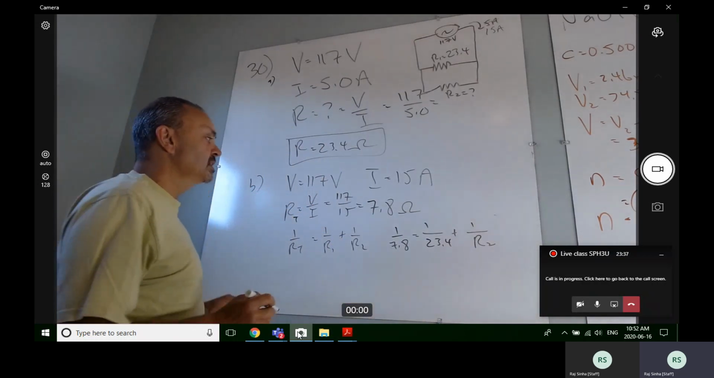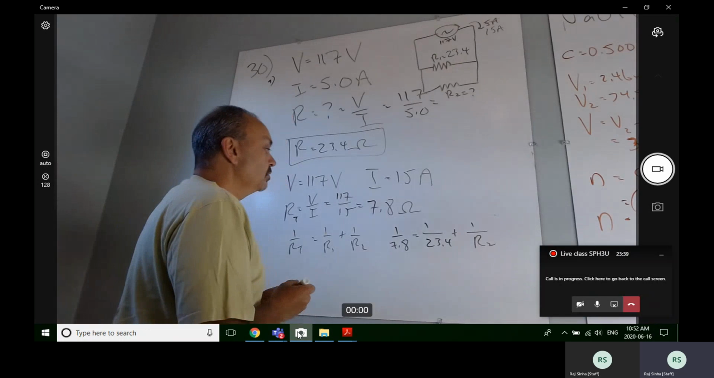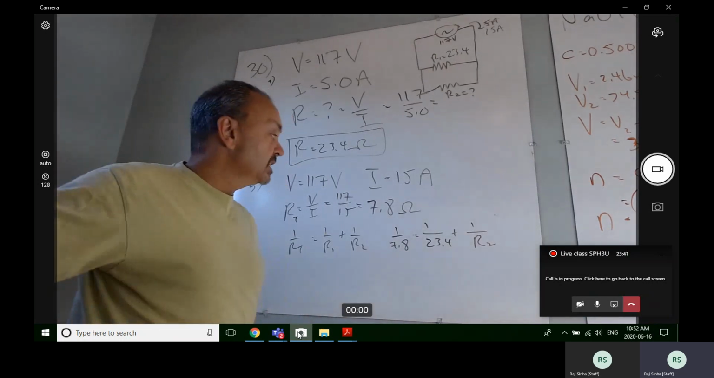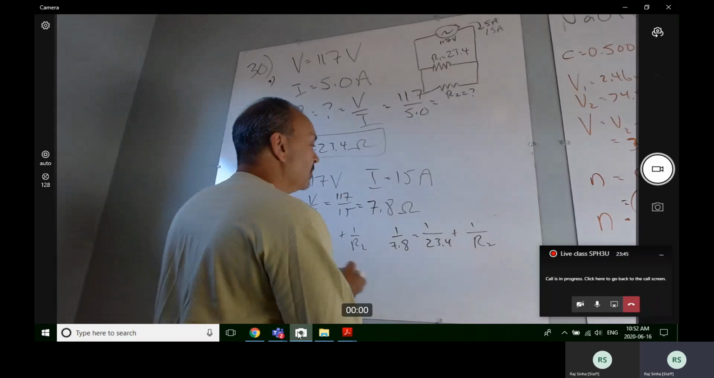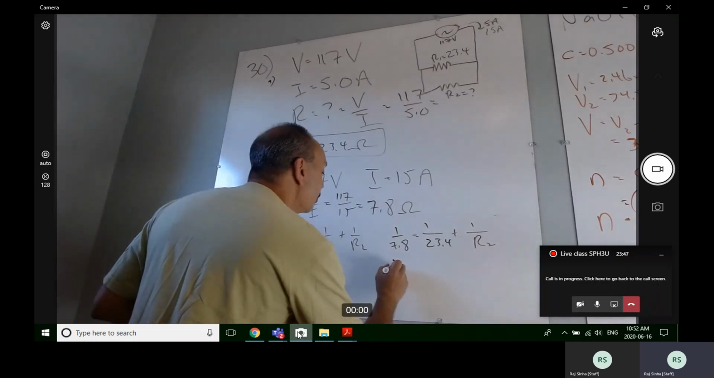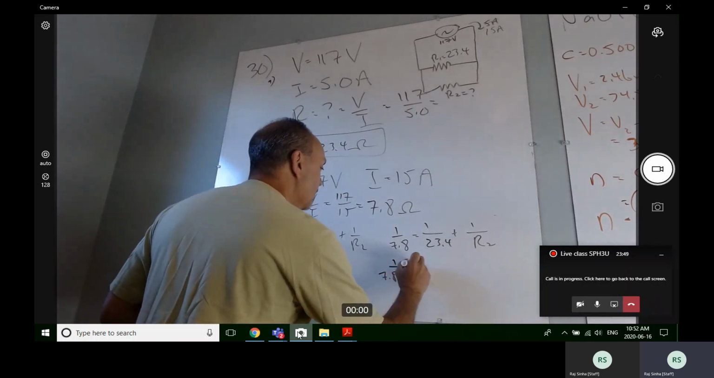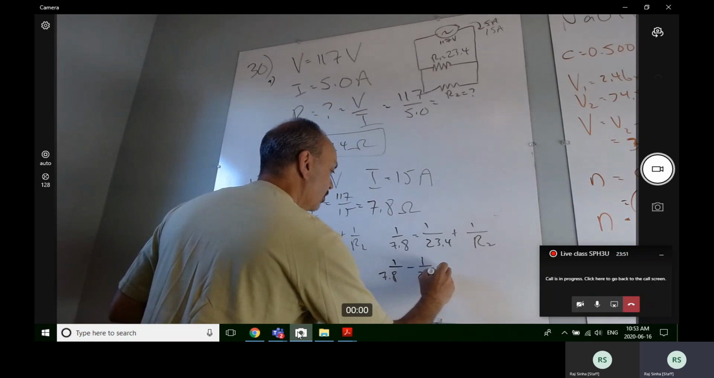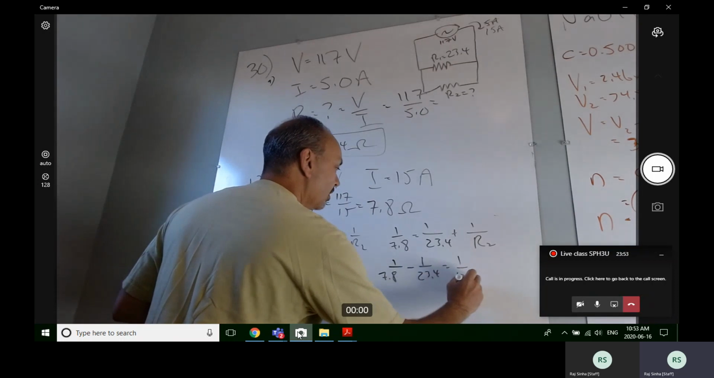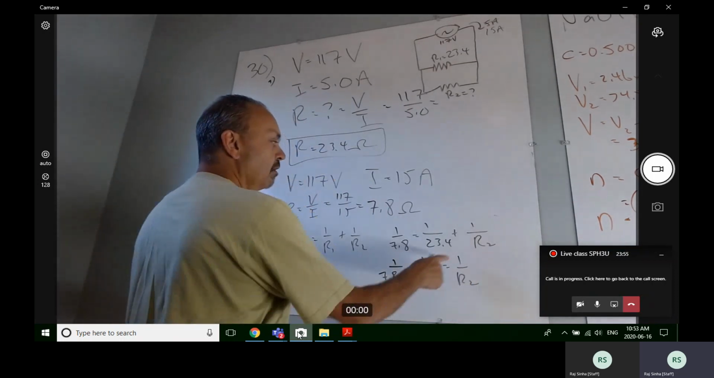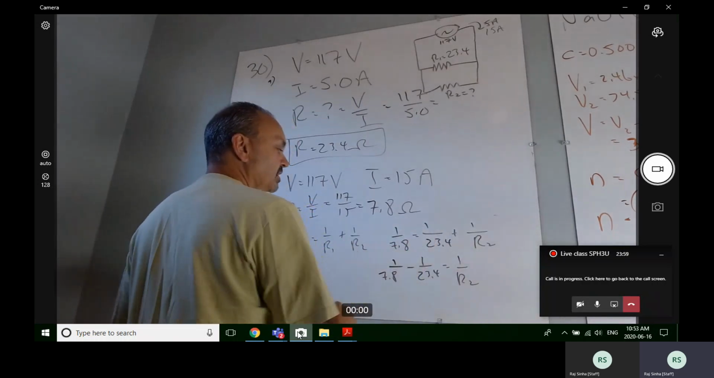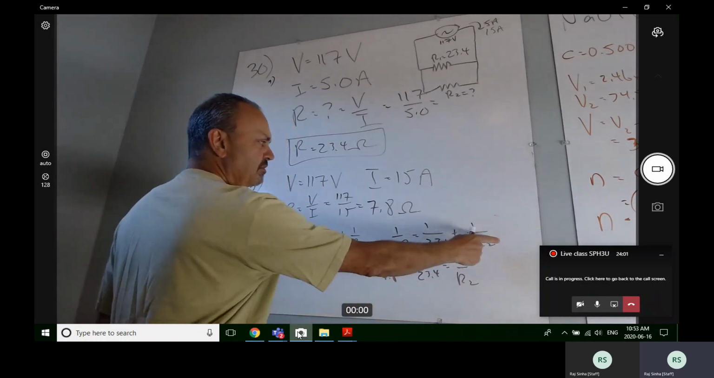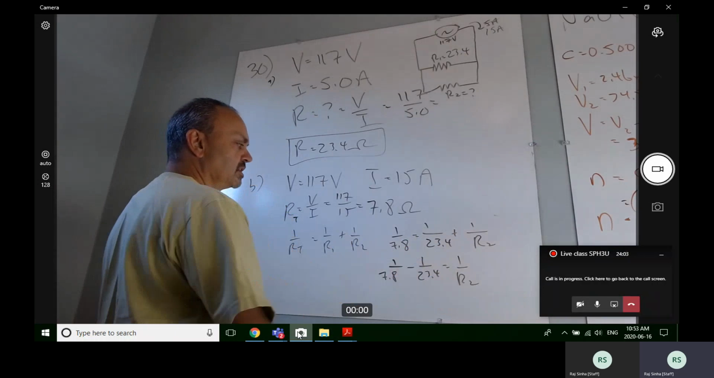Now, that being the case, what I'm going to do on my calculator is I'm going to take my numbers, again, let's just rearrange this for a minute. 1 over 7.8 minus 1 over 23.4 equals 1 over R2. So I'm just going to take my 1 over 23.4 and subtract it from this side and subtract it from this side. Okay, so I just moved it from this side of the equal sign across to the other.